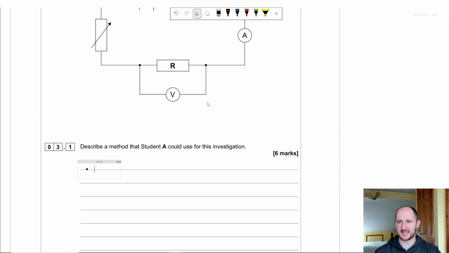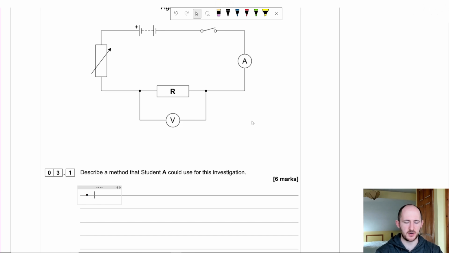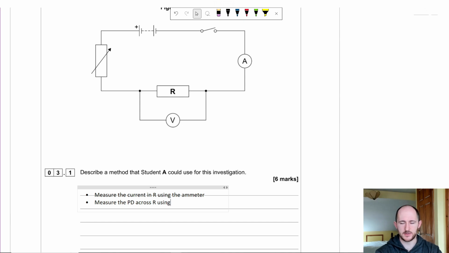But let's say we had this initial situation. The first thing you're going to do is measure the current in R using the ammeter. Right? That's the whole point of the ammeter being there. The second step is to also measure the potential difference across R using the voltmeter. Because again, that's the whole point of this being here. Those two steps are essentially what you're going to repeat again and again and again.